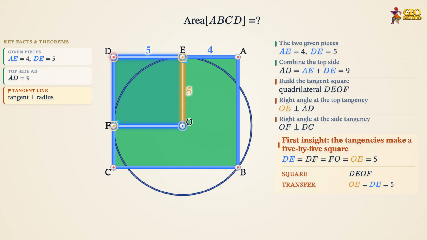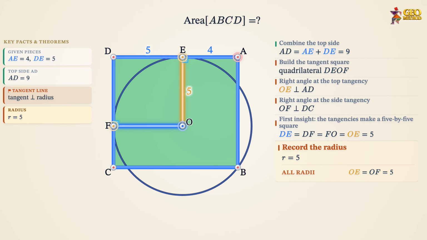Here is the first key insight. Tangent square DEOF transfers the given length 5 from DE onto radius OE. The rectangle corner and the two tangent radius right angles make that transfer exact, without touching the rectangle's unknown height. Every radius of the circle is 5.